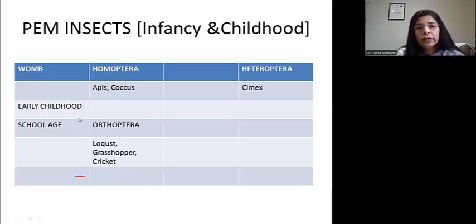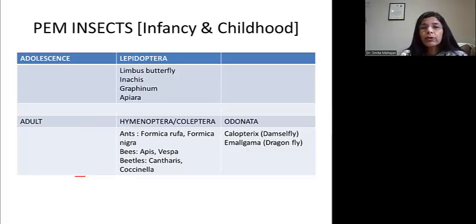In that further classification, you will see Homoptera, that is Apis, the bees, and Coccus cacti, in the womb stage. In Heteroptera, you will see Cimex in the womb stage. You can take a screenshot of all these. In school age, you will see Orthoptera, that is locust, grasshoppers, cricket. Adolescence is mostly the Lepidoptera, the butterfly, which is predominantly the adolescent stage.